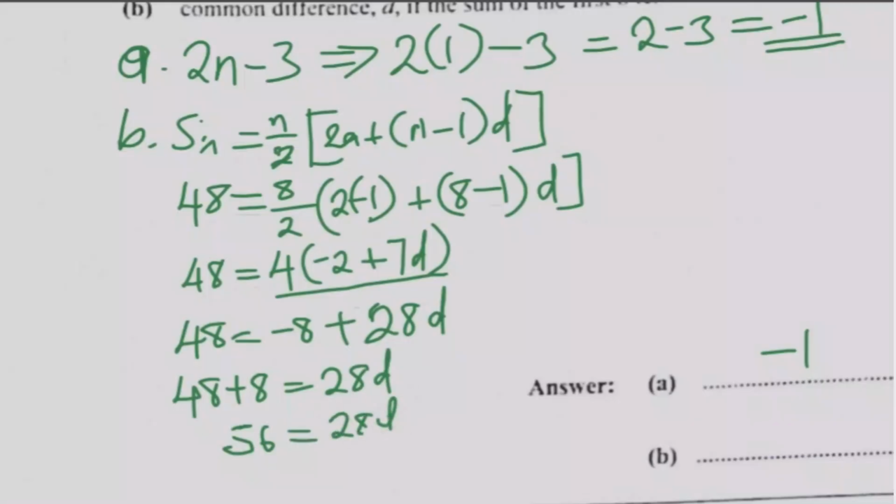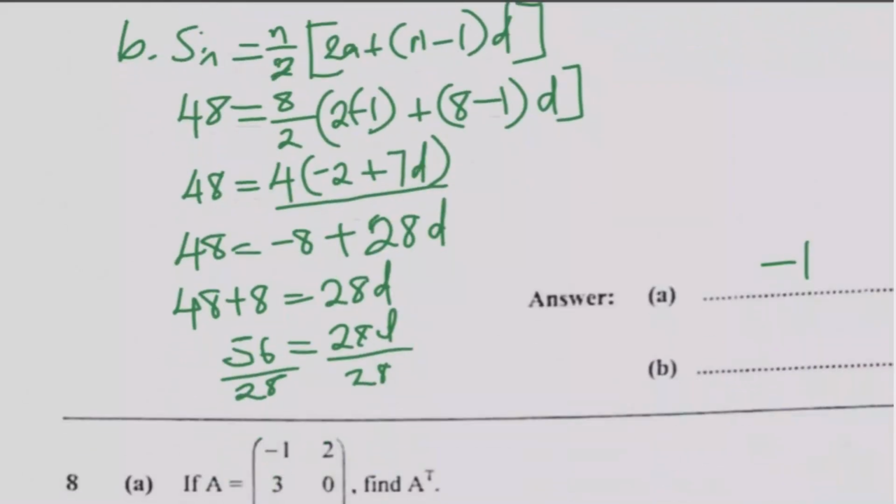Okay, then what I'm going to do is divide both sides by 28. Let me come this side so that I don't confuse people. So 28 into 28 and 28 will cancel each other, leaving me with d, which is equal to, then 28 into 56, it will go 2 times. Okay, so the value of the common difference is 2. So I can say d is equal to 2.